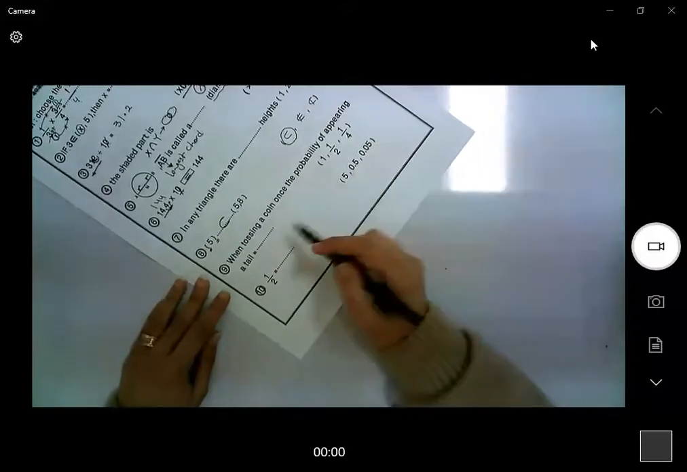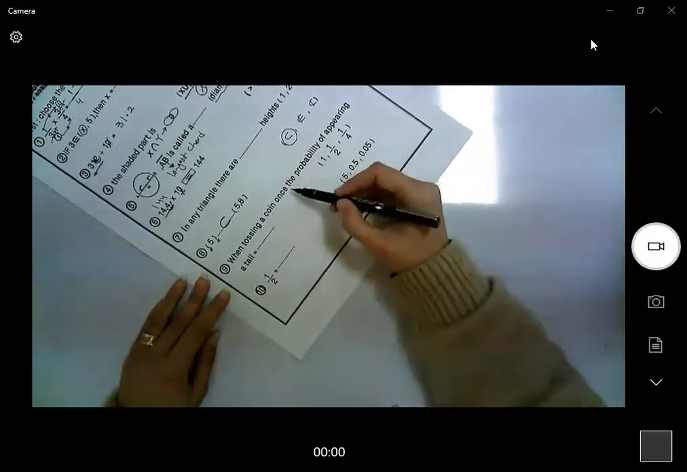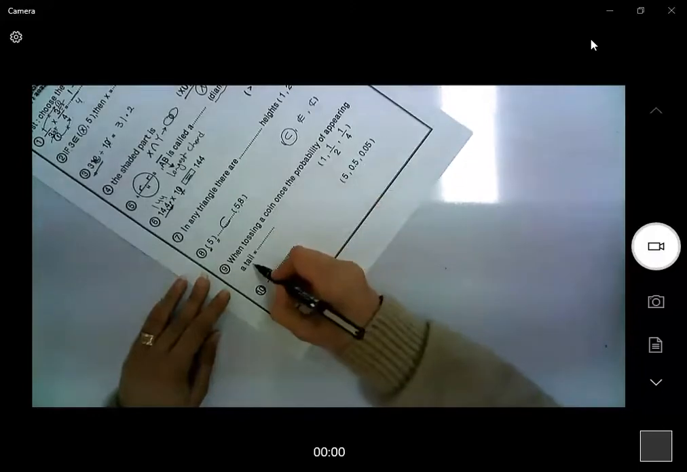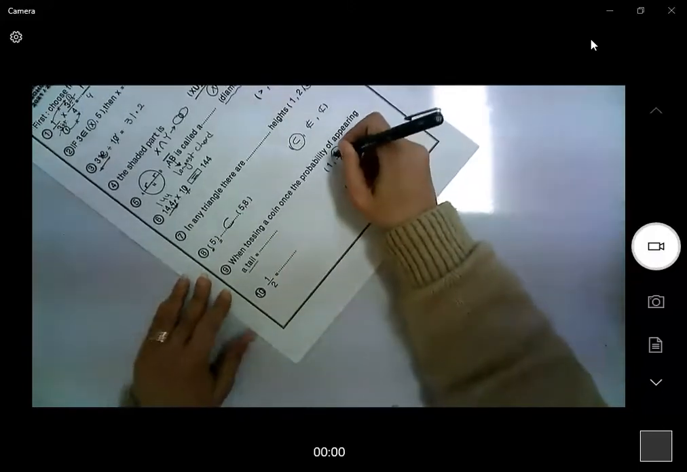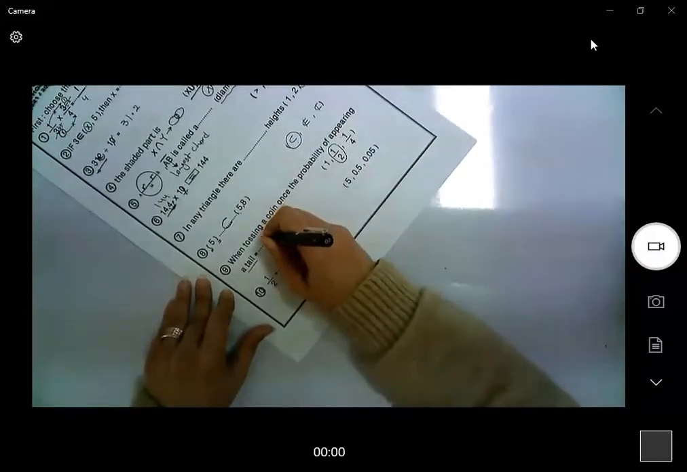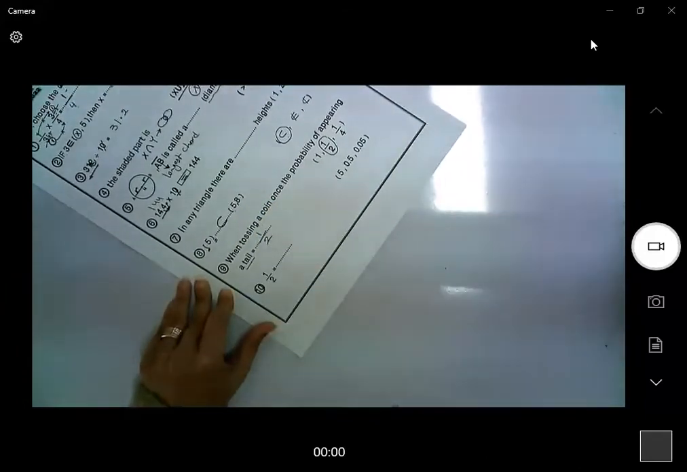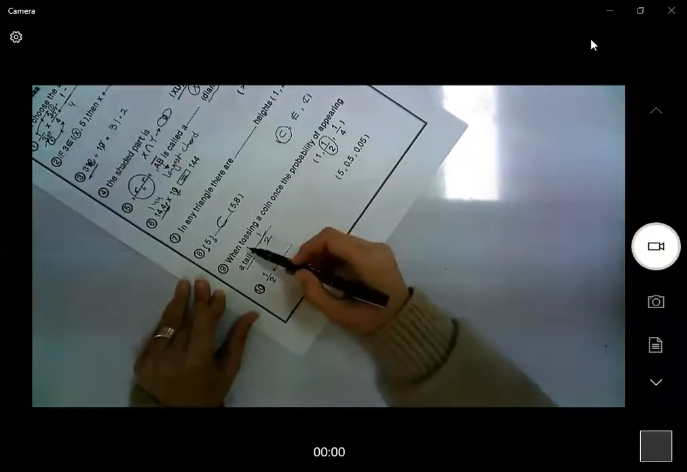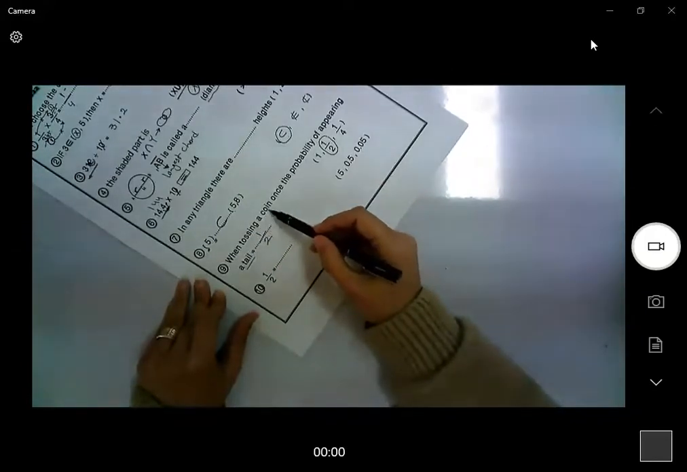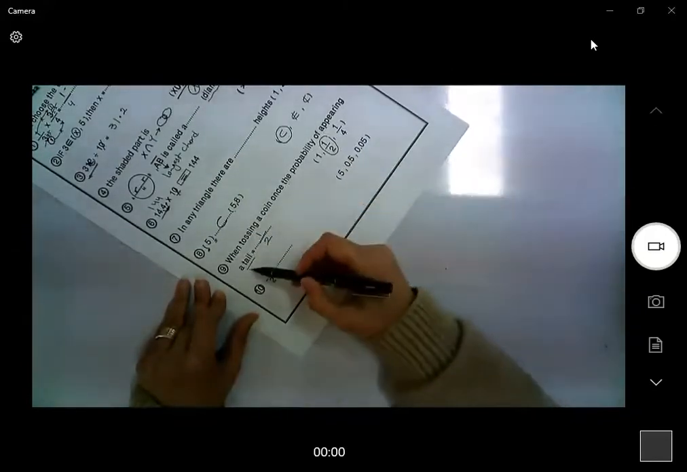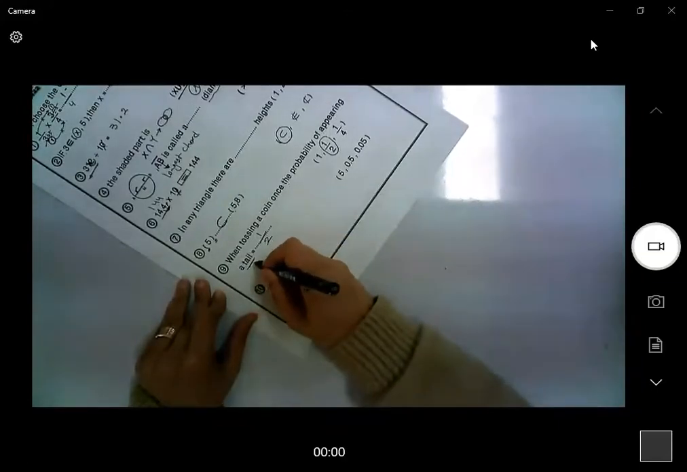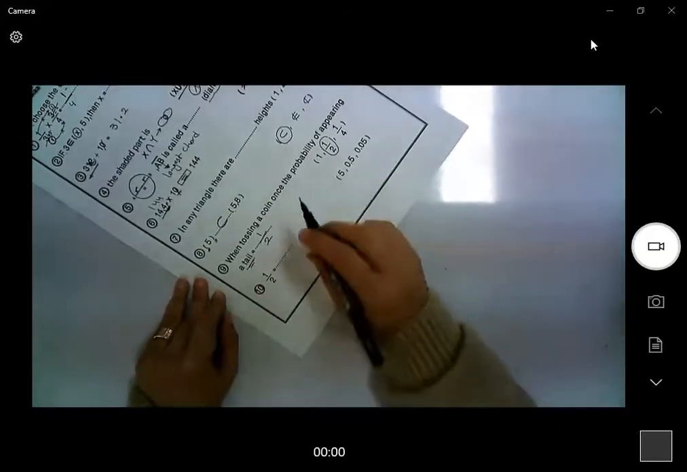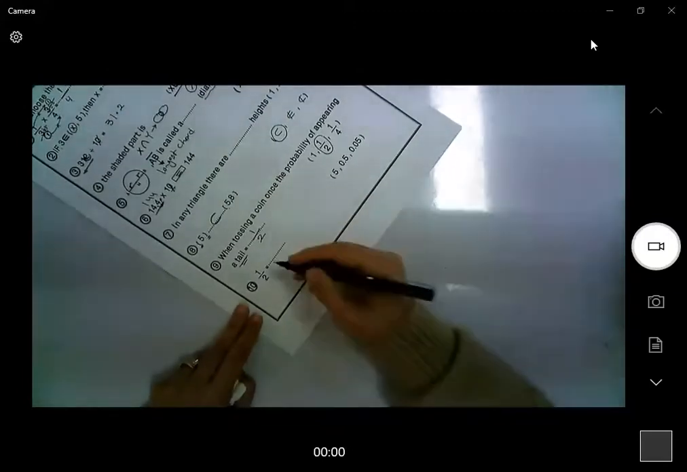When tossing a coin once, the probability of a tail appearing: tail is 1 over 2, and head is also 1 over 2. Half.